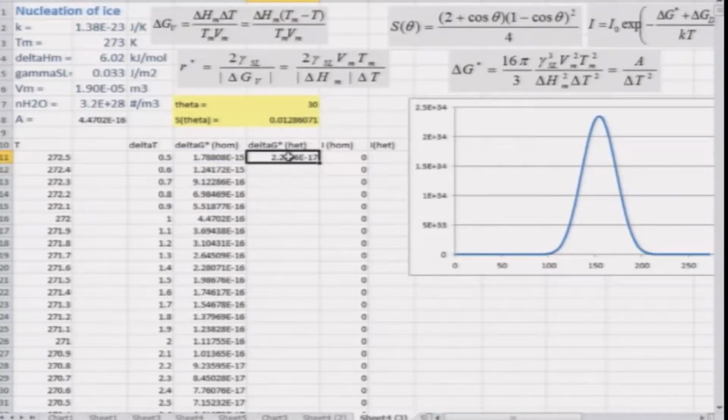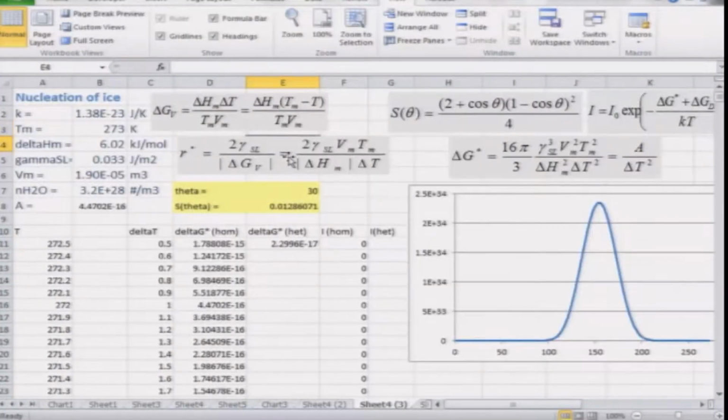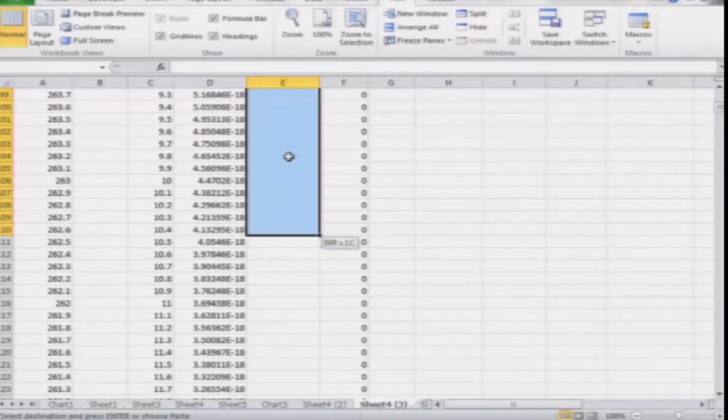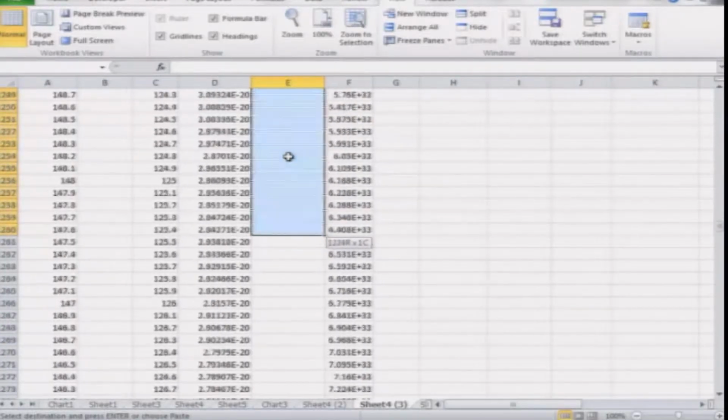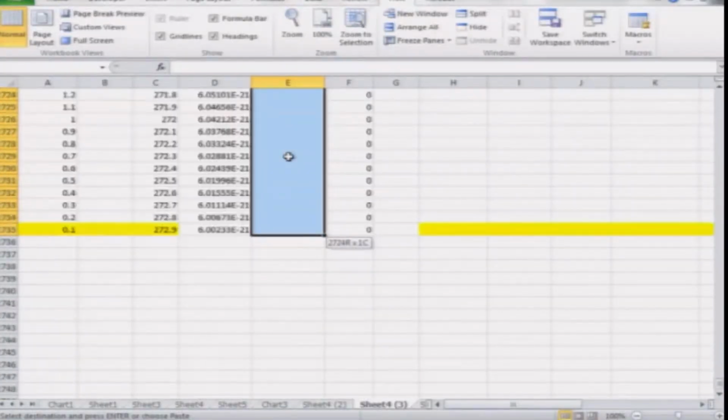And now I simply copy this down the column, copy, go down the column all the way down, so this is going all the way down and pasting it.